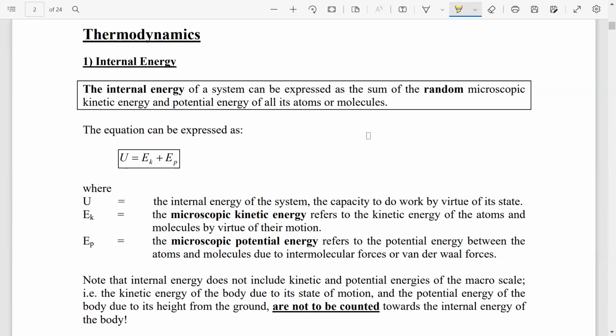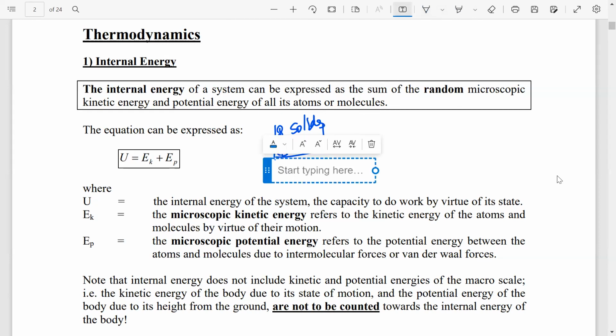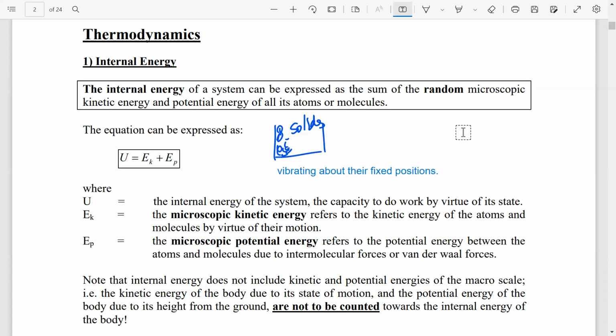of a system. So what this means is that, let's say for solids, in kinetic theory we describe the particles in a solid as vibrating about their fixed positions. For liquids, we know they're sliding over one another, and for gases, they are moving in random directions at high speeds. So they are always moving.